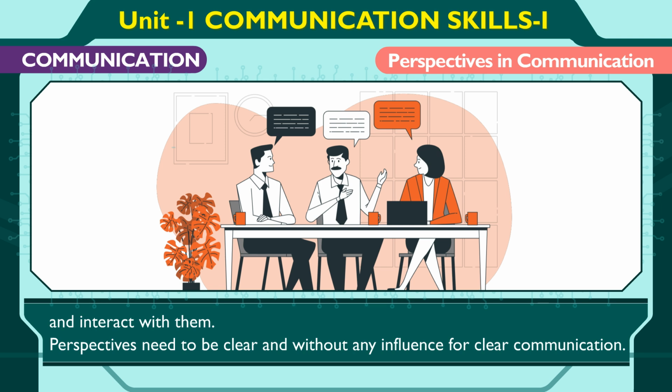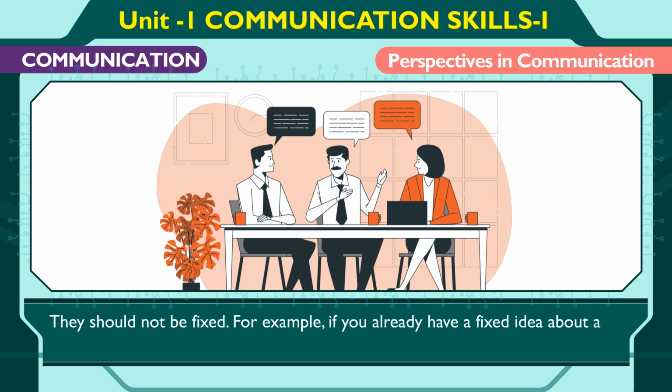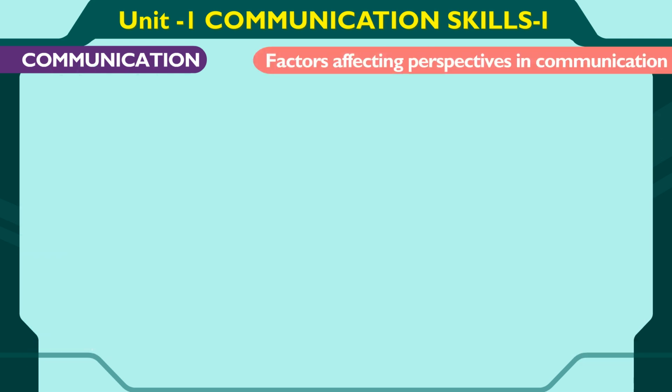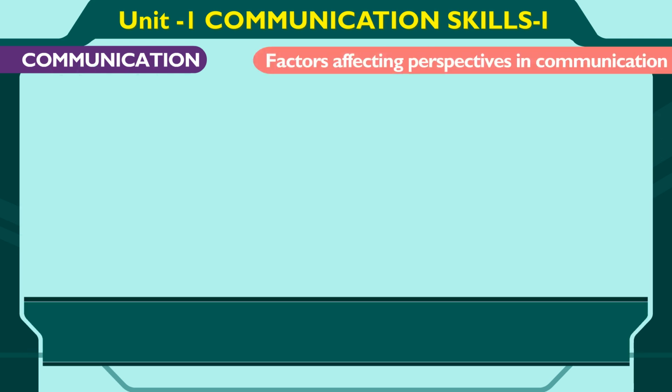Perspectives need to be clear and without any influence for clear communication. They should not be fixed. For example, if you already have a fixed idea about a person that he or she is arrogant, you will never be able to be friendly with them or understand them. Let us learn about some factors that may influence our perspectives. Factors affecting perspectives in communication.